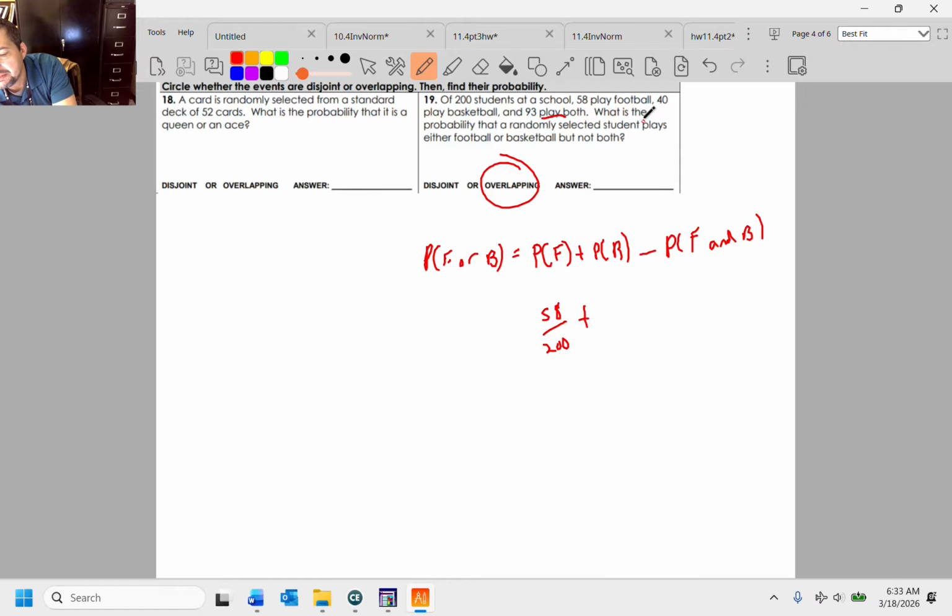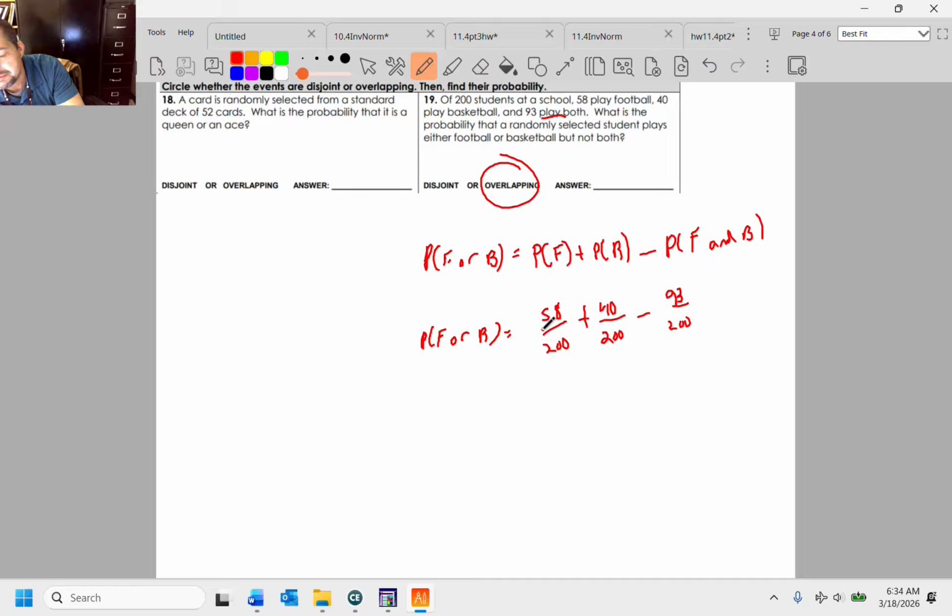The probability of playing basketball is 40 out of 200 kids. And 93 play both. So we're going to take away 93 out of 200. And this is going to get the "or" statement going on: the kids who only play one sport but not both.